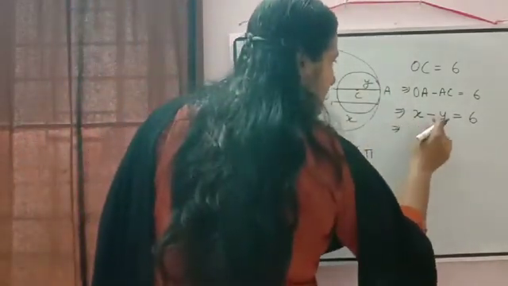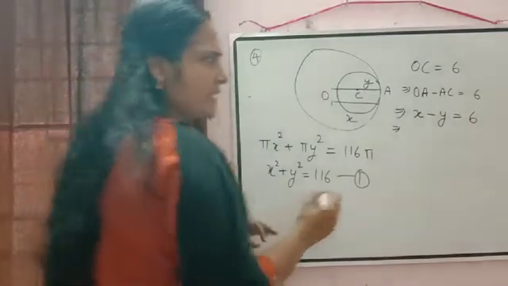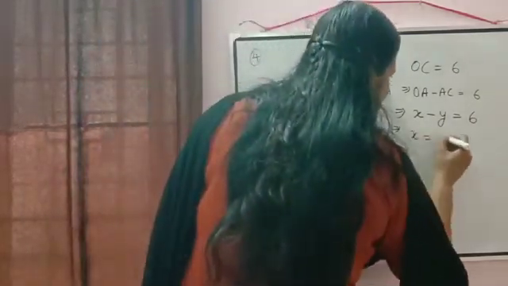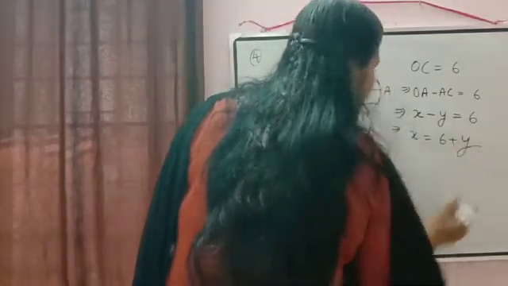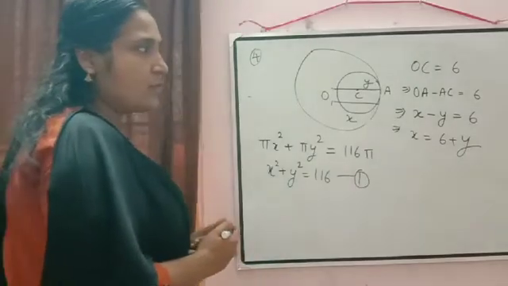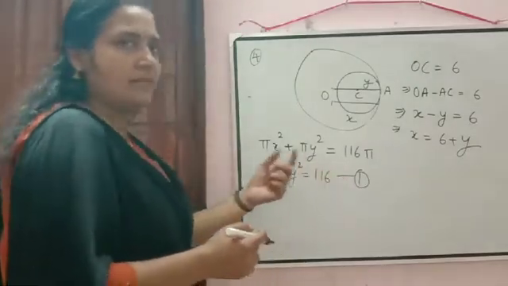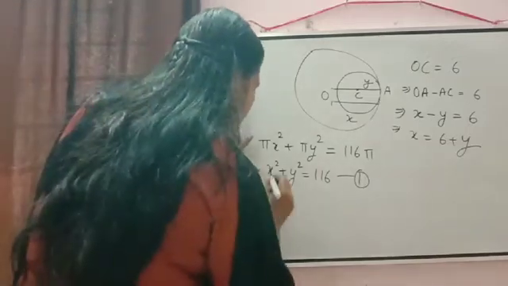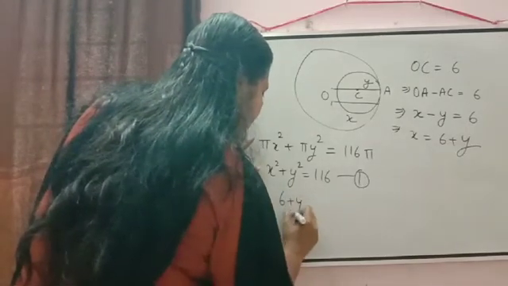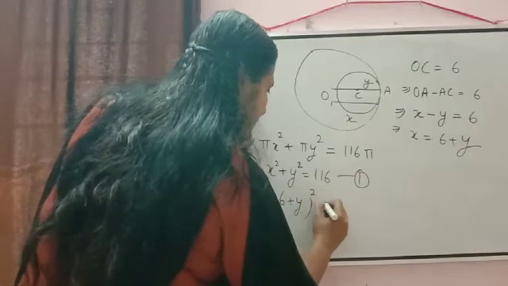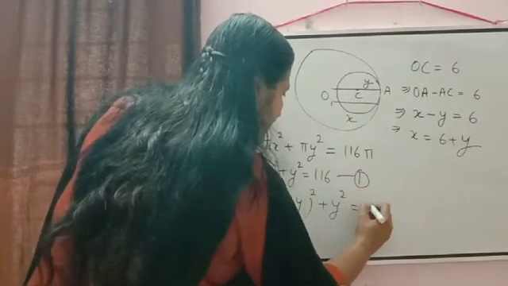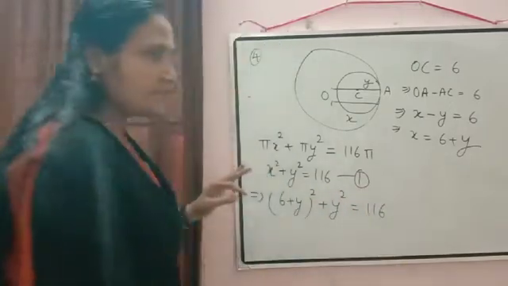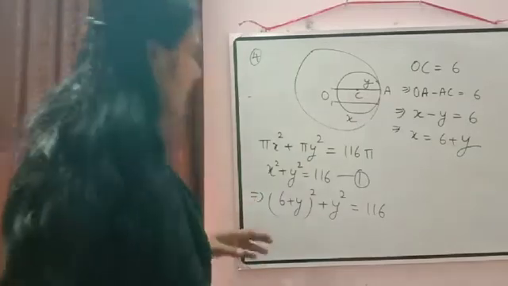So again here, minus y we can shift to the right-hand side. Then it will be x is equal to 6 plus y. Now again what we will do? We'll substitute the value of x in equation number 1. So in place of x, now I am writing (6 plus y) the whole square plus y square is equal to 116. Now we can simplify it.